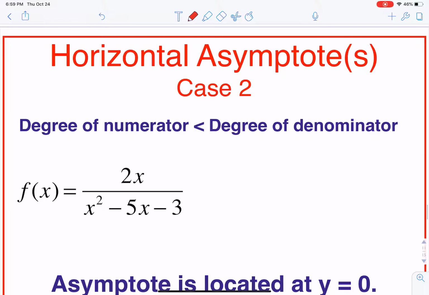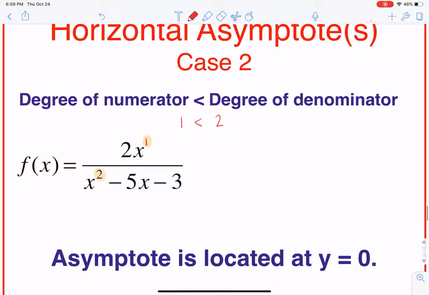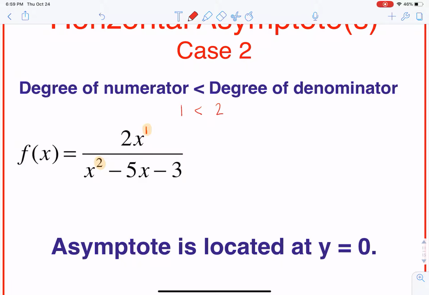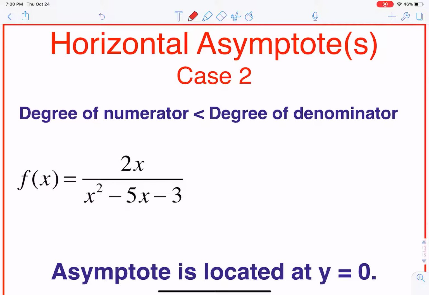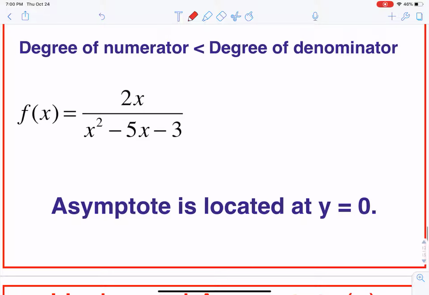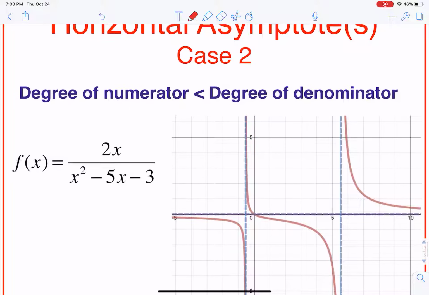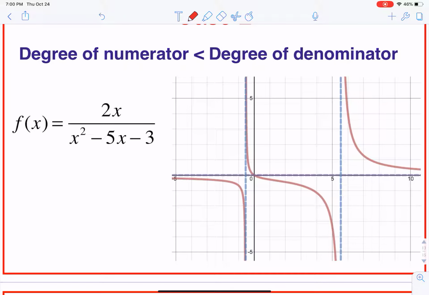Case 2 is when the degree of the numerator is smaller than the degree of the denominator. Here the degree of the numerator is 1 and the degree of the denominator is 2, and 1 is less than 2. So very easy, there's an asymptote located at y equals 0. Here is the other rational function for case 2 of horizontal asymptotes. Looks like case 2 popped up twice on these slides. Here's the picture of what case 2 will look like.